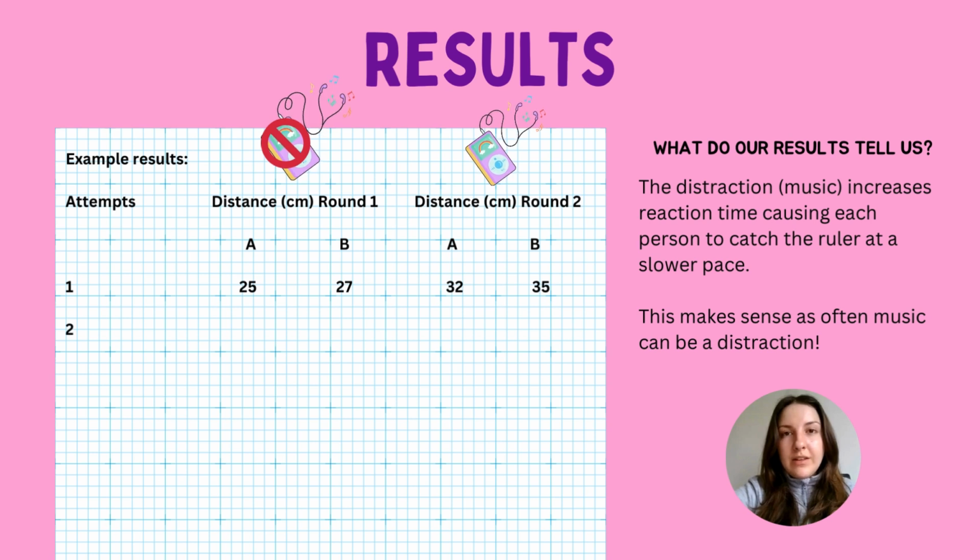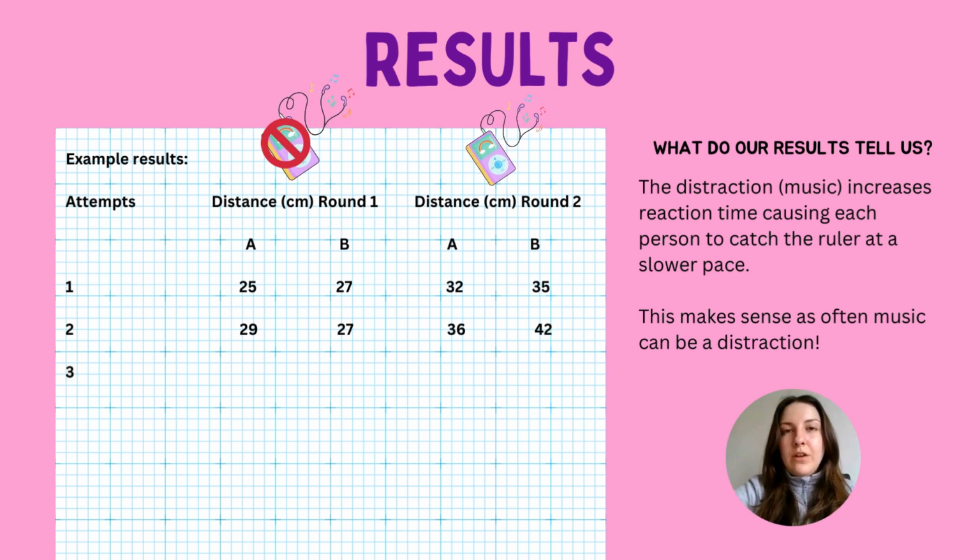One thing I will say, though, in this particular data, it says the distraction of music increases reaction time, causing each person to catch the ruler at a slower pace. And this makes sense, as often music can be a distraction or just some noise, something to distract us away from the task that we're doing.